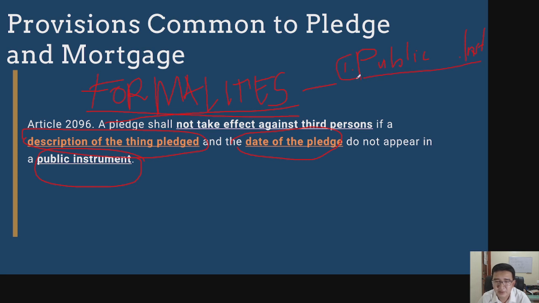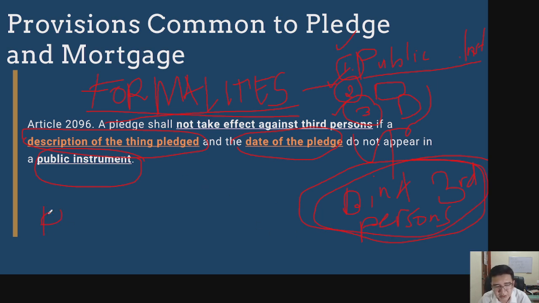Okay? Pangalawa, dapat naka-describe yung thing at nandun yung date ng pledge. Okay? Why? What's the purpose of this formality? In order to bind third persons. Para mabind mo yung mga ibang tao. Kasi kung walang kasulatan, hindi naka-public instrument, walang description, hindi mo alam kung ano, walang date, hindi mo alam kailan na-execute, you cannot bind third persons, no?